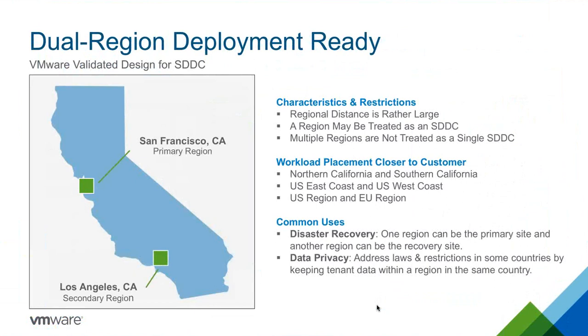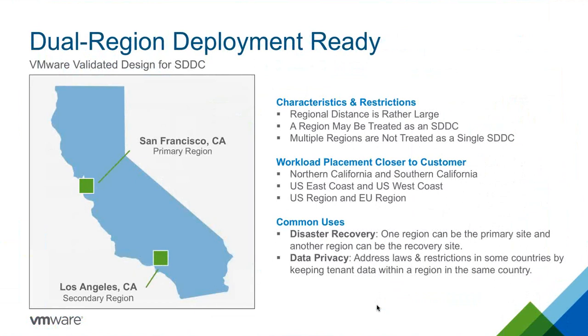There's a couple different ways to approach it. Essentially, the characteristic is regional distance, and we treat those two regions as a single SDDC. There are different ways you can split that up, but the whole point is to make sure the workloads are as close to the end user as possible. So some ideas: Northern and Southern California, East and West Coast U.S., a U.S. region and an EU region. You just have to figure out how you want to design that.